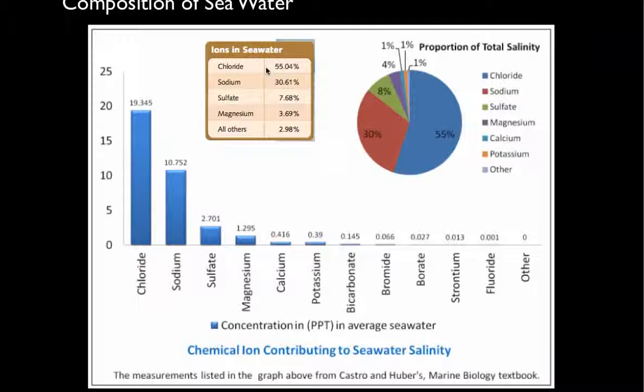This is the graphic from your textbook. It's okay. This is a better one, and it shows you, both in pie form and in bar graph form, what the most common ions are. Chloride, sodium, making up sodium chloride. Sulfate, sodium sulfate, gypsum. Magnesium, carbonate, where's the carbonates? There you go. Calcium, potassium, bicarbonate, bromide, borate, strontium, fluoride. And by that time, we're getting down to very little stuff.